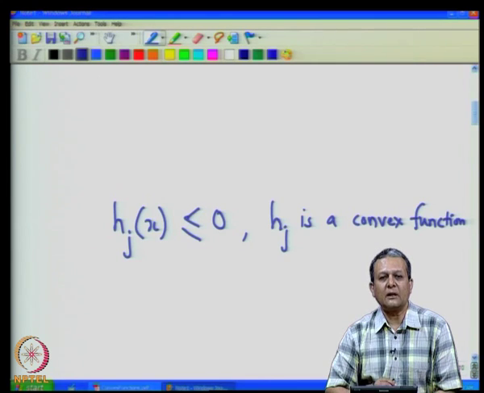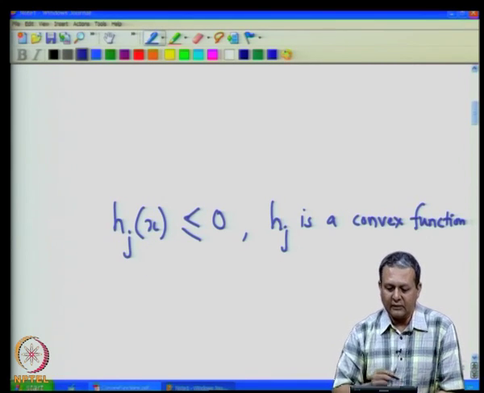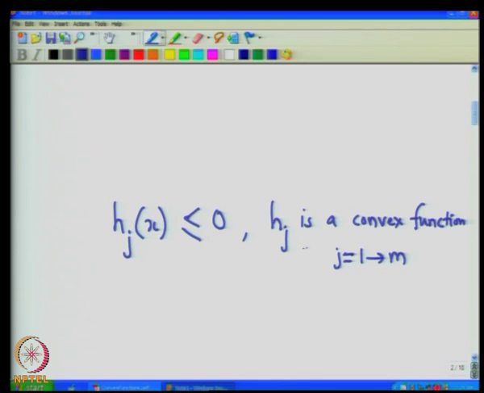So, as we have studied in earlier classes, the intersection of convex sets is a convex set. So, the set of all x such that Hj(x) less than or equal to 0, where Hj is a convex function, is a convex set. Let us assume that j is going from 1 to m. So, we have m convex functions, and then we are considering the set of points such that Hj(x) less than or equal to 0 for all j going from 1 to m. Now, this will form a convex set.